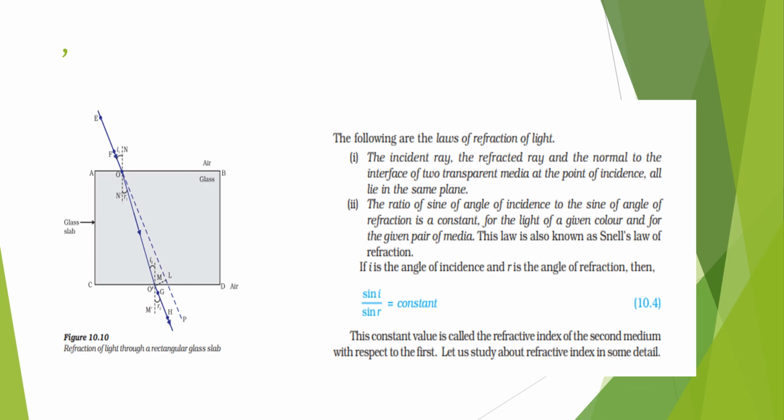The second law we get is that the ratio of the sine of the angle of incidence to the sine of the angle of refraction is always constant. This law is also called Snell's law, which we have already discussed. So we can say the ratio of sine of the angle of incidence and sine of the angle of refraction, that means sine i by sine r, is always constant. That means it is never changing, it is fixed. This ratio is always fixed, and this constant value is called the refractive index of the second medium with respect to the first medium.